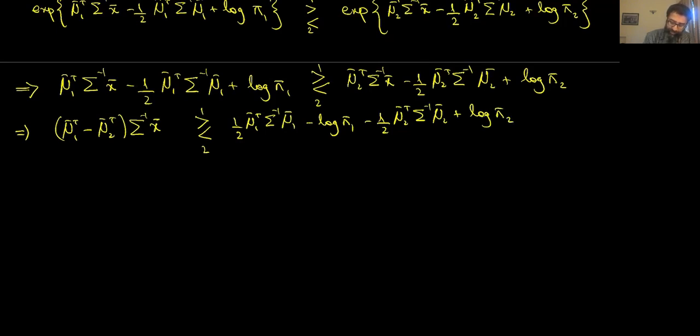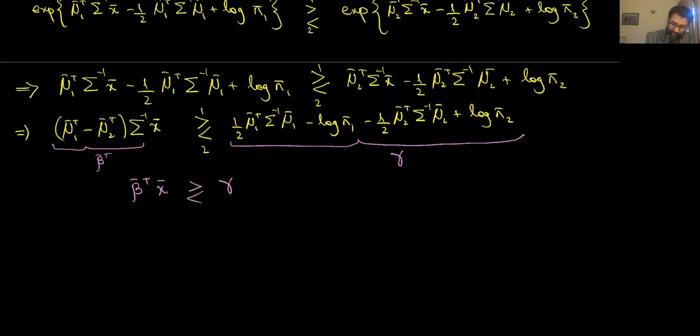right? So I'm getting a better picture of what's going on. If I say, let this be beta transpose, and all of this term here, which by the way is a scalar, all of this thing is a scalar, right? So let me call that gamma, right? So the condition reduces to beta transpose x, if it's greater than gamma, then my decision is going to be 1. If it's less than gamma, my decision is going to be 2.